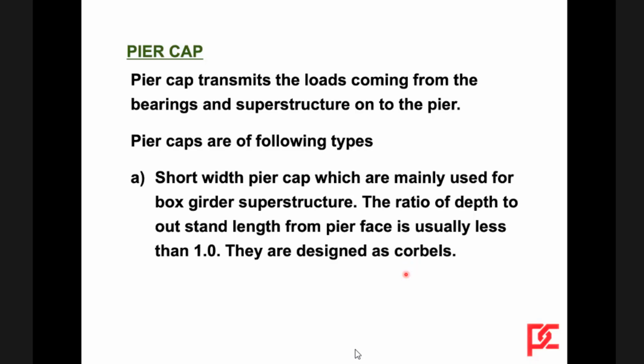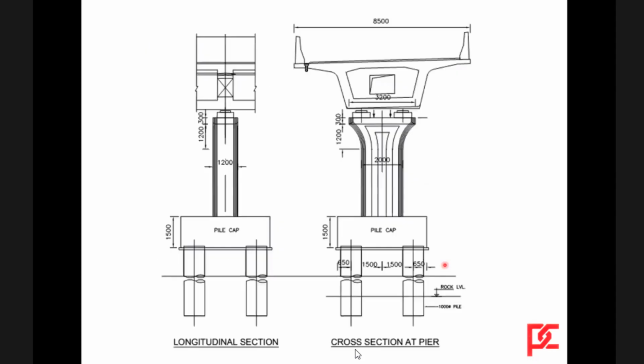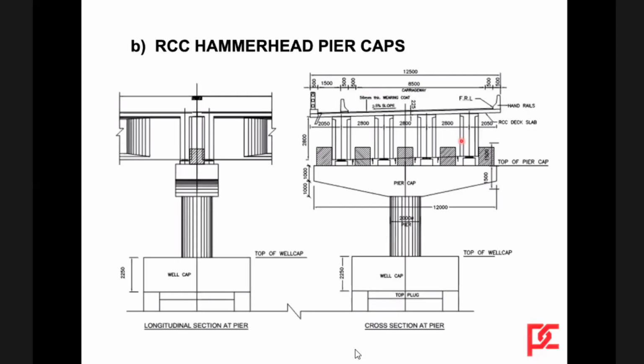Short width pier caps, which are mainly used for box girder superstructure. The ratio of the depth to outstanding length of the pier cap is usually less than 1, and for that reason, they are designed as corbels. A typical corbel is shown here. Then otherwise, RCC hammerhead pier caps, which are used mainly for girder bridges, where the overhang is more than 2 times the depth of the cap.